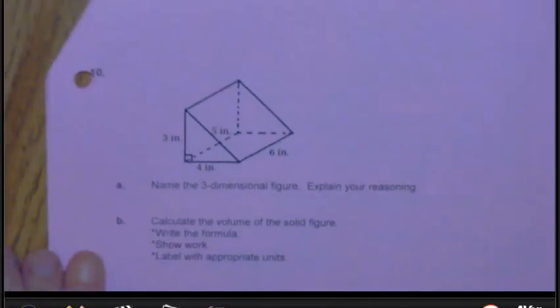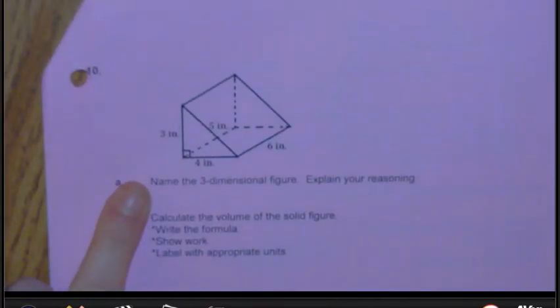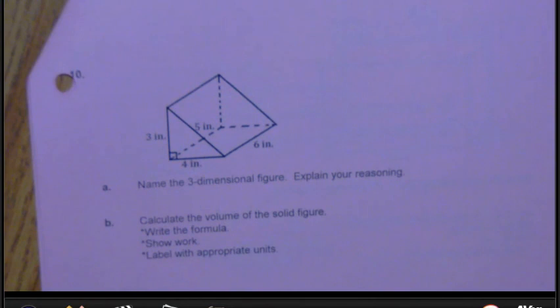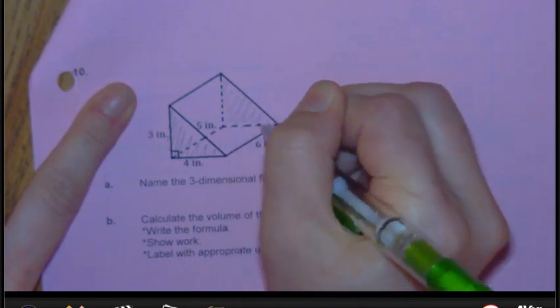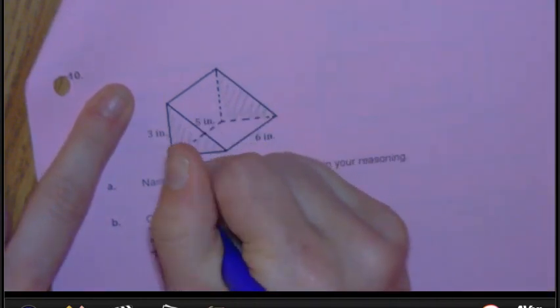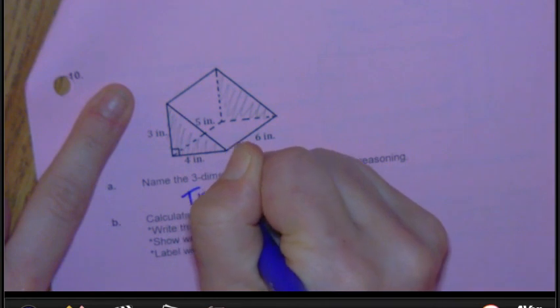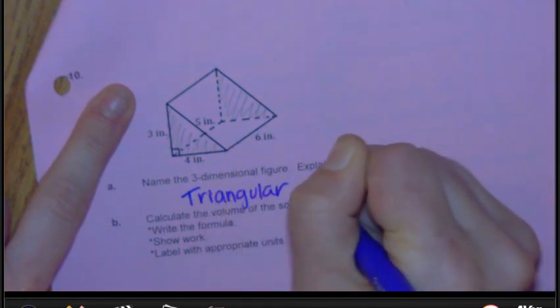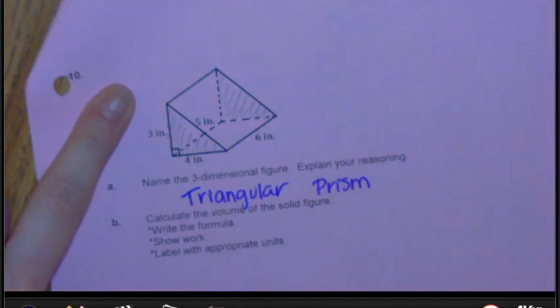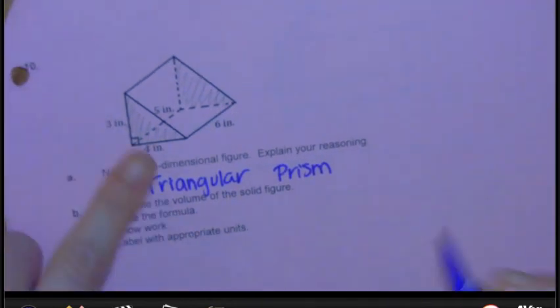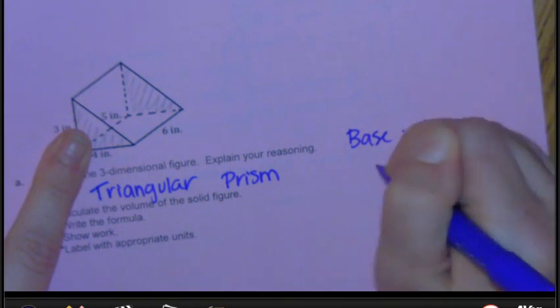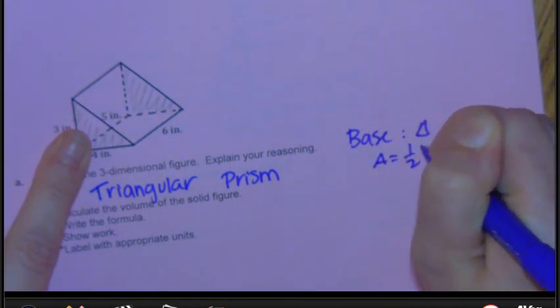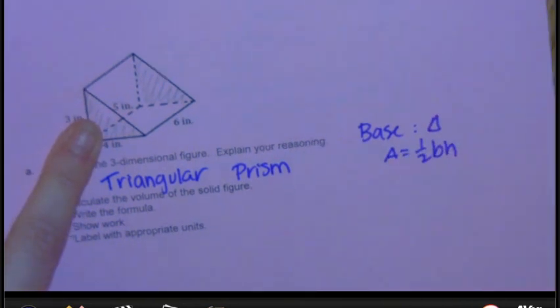All right, let's try number 10. Name the shape of this 3D figure. Well, it looks like I have 2 bases going on, so I've got a prism. And the shape of my 2 bases are triangles. So the name of this figure is a triangular prism. All right, so my base is a triangle, and to find the area of a triangle, it's 1/2 base times the height.